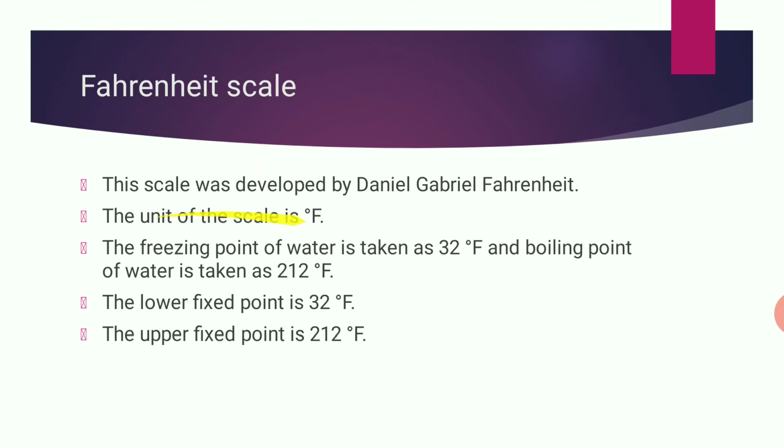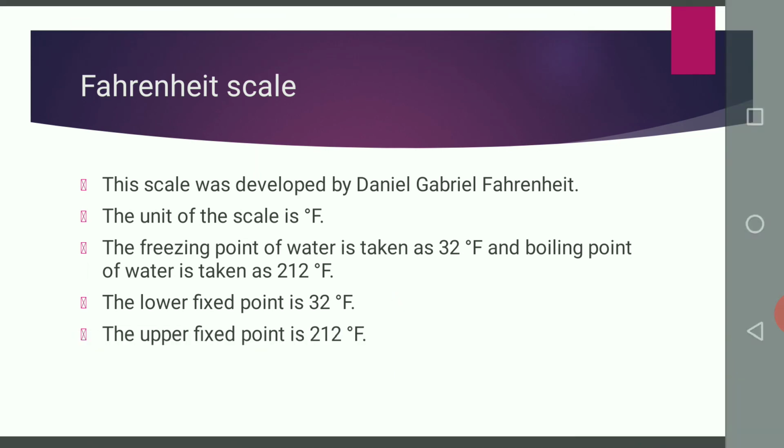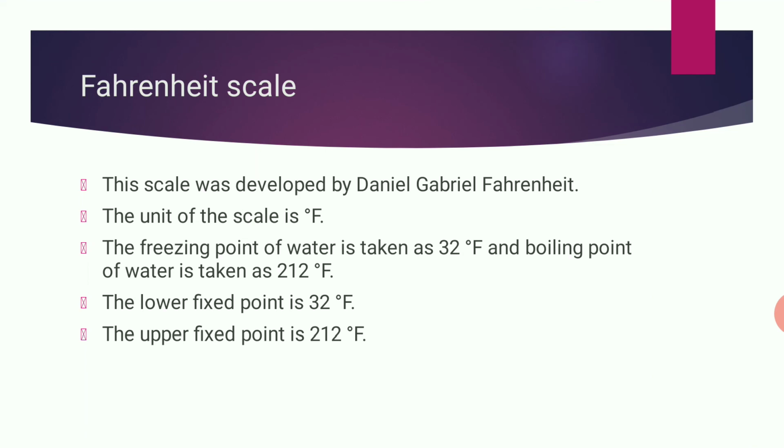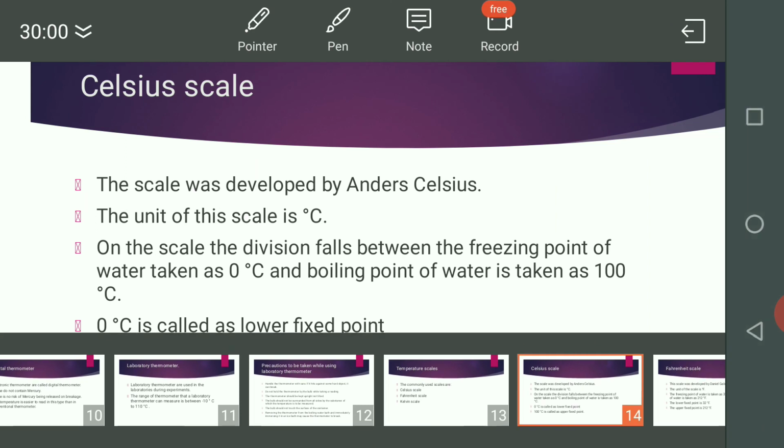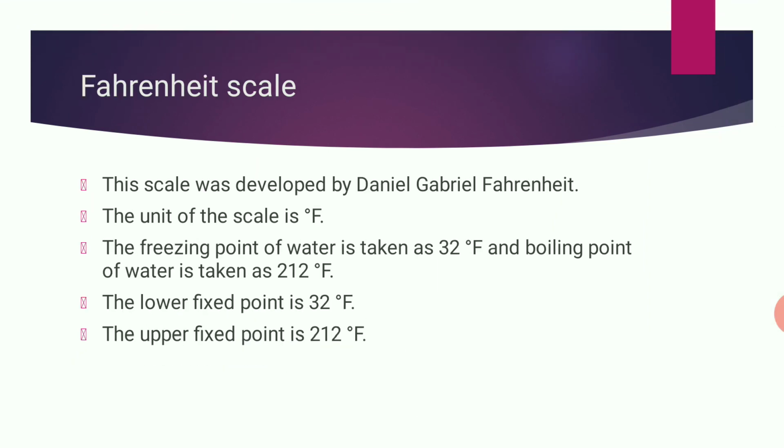Next, Fahrenheit. This scale was developed by Daniel Gabriel Fahrenheit. The unit is degree Fahrenheit. In this, the freezing point of water is taken as 32 Fahrenheit and the boiling point of water is taken as 212. The lower fixed point is 32 Fahrenheit and the upper fixed point is 212. The number of divisions between 32 and 212 Fahrenheit is 180. Just subtract these two, 212 minus 32, and you will get the number of divisions, that is 180.